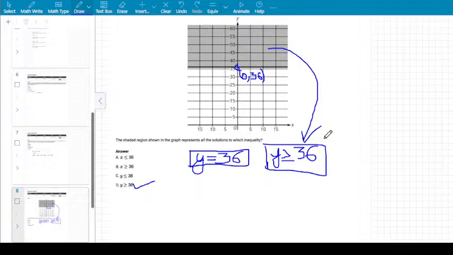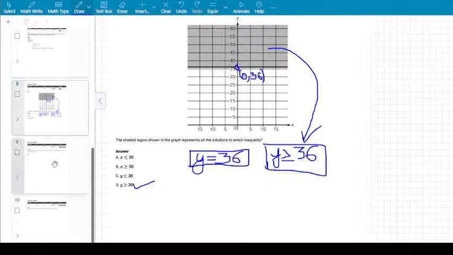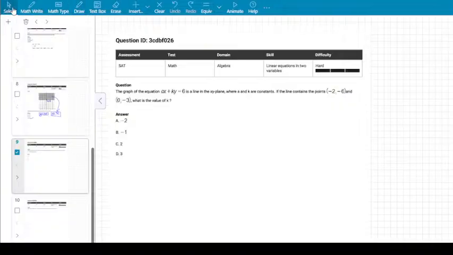Okay, let us go to the next question. Okay, so this is a question on linear equations in two variables, and this is a hard difficulty level question. We're given the following statement: the graph of the equation ax plus ky is equal to 6 is a line in the xy plane where a and k are constants. If the line contains the points minus 2 comma minus 6 and 0 comma minus 3, what is the value of k?